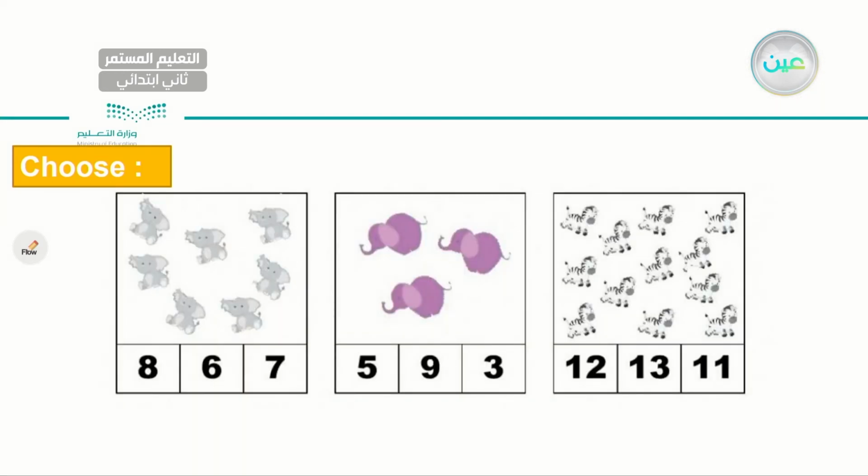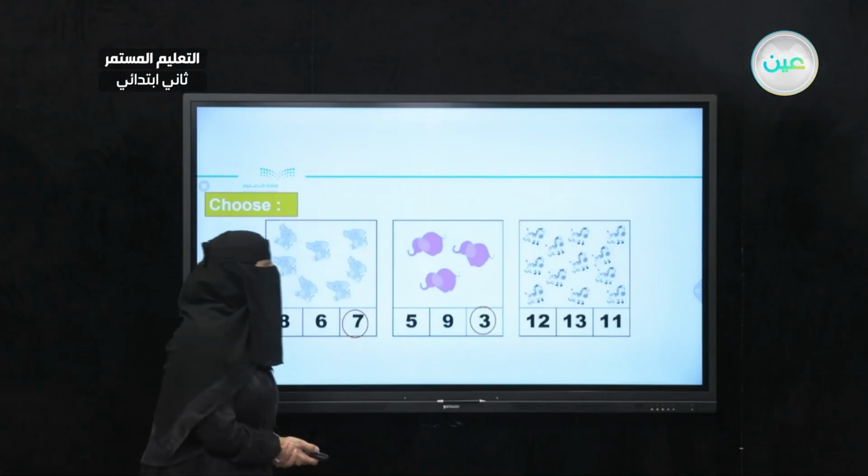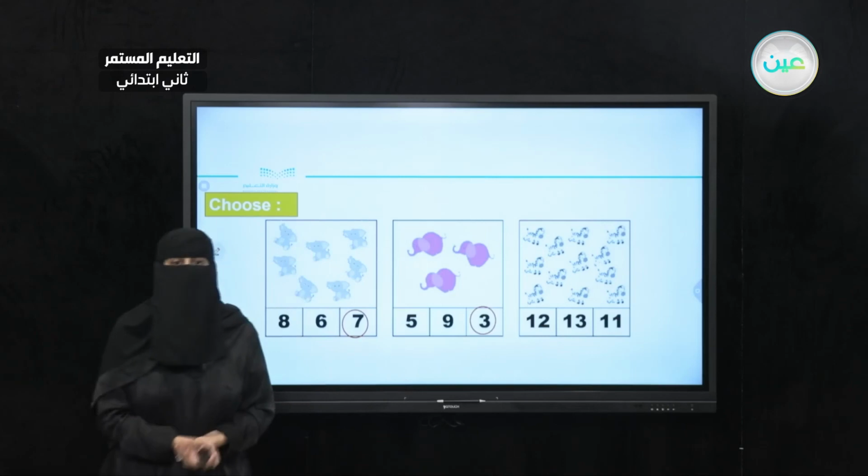Okay, let's have different exercises. Count. How many elephants? 1, 2, 3, 4, 5, 6. The answer is 7. Very good. How many elephants can you see? How many purple elephants now? I can see 1, 2, 3. Excellent. How many zebras can you see?